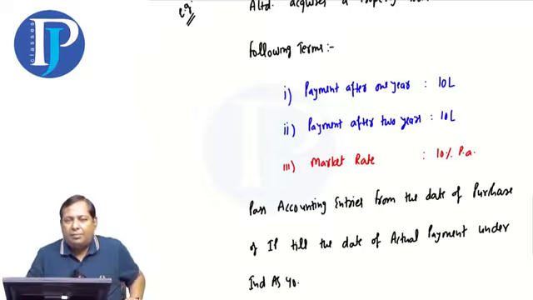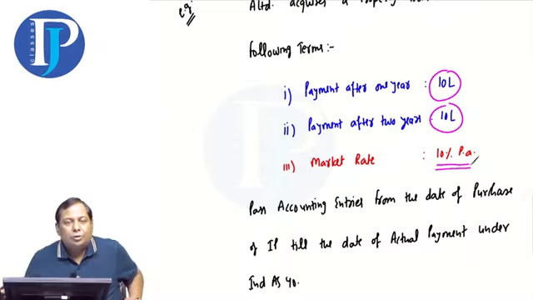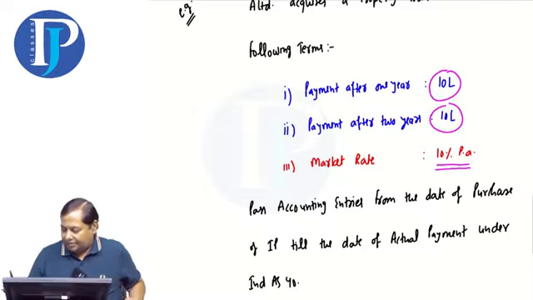In this example, I haven't taken a down payment. I have taken 2 payments, one after 1 year and one after 2 years. You will have to take 2 discounting factors. The first step is to calculate the present value.